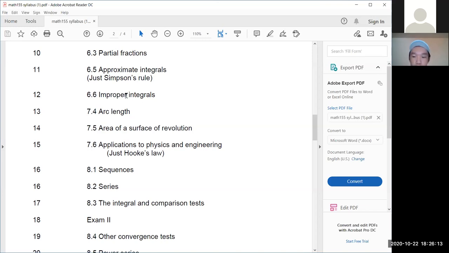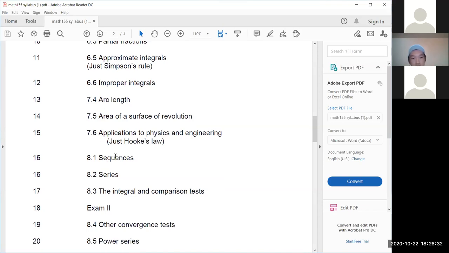7.6 is best to do if I have physics students in my classroom. I looked at the roster of this class and none of you are physics majors. So we're going to skip 7.6. Which means the next time we meet, we're actually going to start chapter 8, and that's sequences. It's mostly computer science majors, so we're going to skip the physics stuff because I don't think any of you care. I don't care, you don't care, so what's the point?